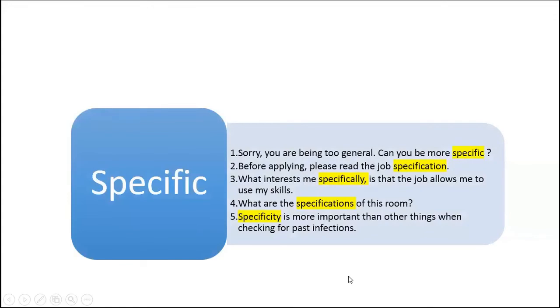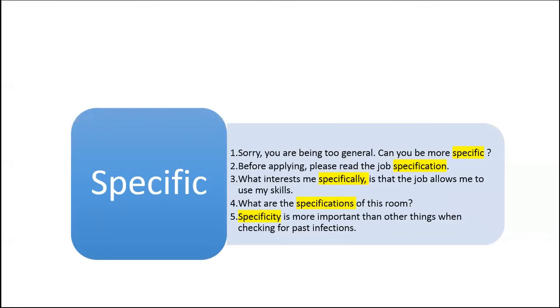Specific, specific. Number 1, sorry, you are being too general. Can you be more specific? Before applying, please read the job specification. What interests me specifically is that the job allows me to use my skills. Number 4, what are the specifications of this room? 5, specificity is more important than other things when checking for past infections.